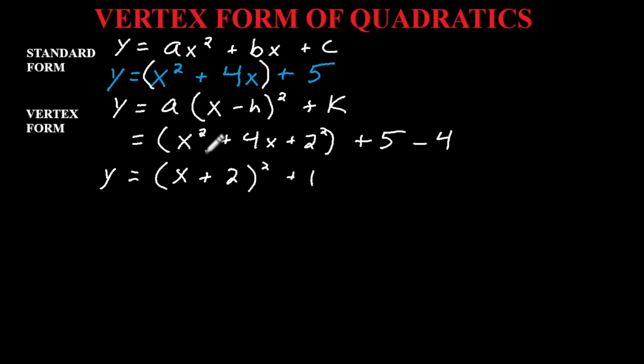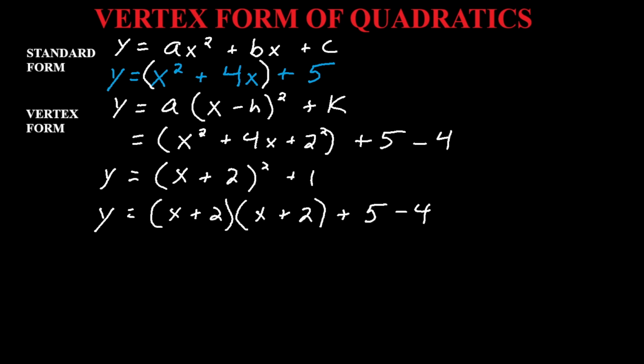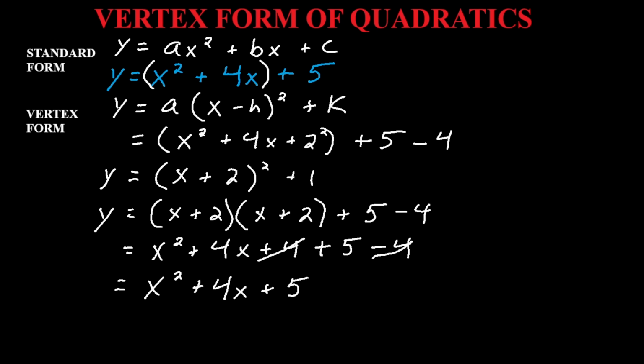In order to go from vertex form back to standard form, I would expand this and multiply the two binomials. Then I would multiply using FOIL. Then I would combine like terms. Plus 4 and minus 4 will add up to 0. So you get x squared plus 4x plus 5, and we see that it works.